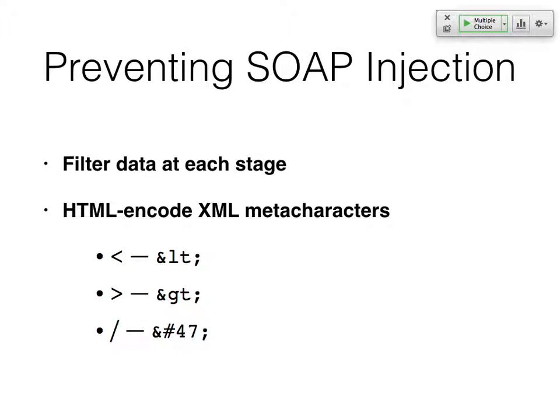So if you want to prevent this, of course, filter data at each stage or HTML encode the meta characters. Just make this ampersand LT semicolon, GT semicolon, and so on. Then it will not be misinterpreted as a meta character at a later stage.